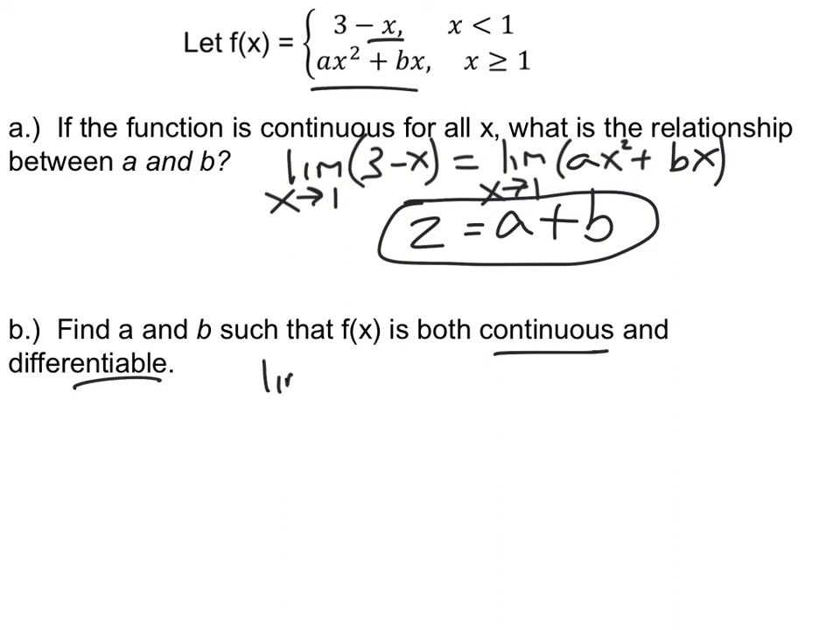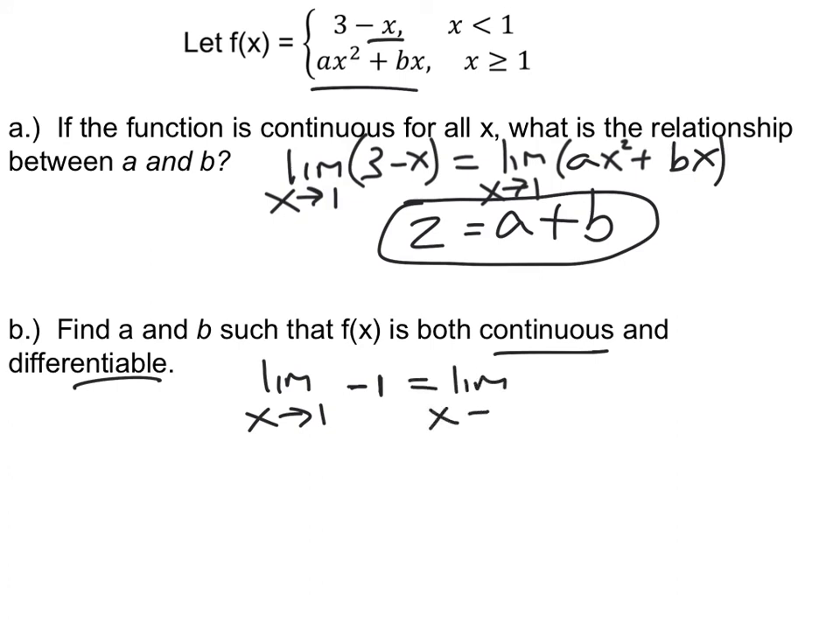So the limit as x approaches 1 of the derivative from the left: what's the derivative of 3 minus x? The derivative of 3 is 0. The derivative of minus x is negative 1. If I do the power rule to it, it's negative 1 times x to the 0, which is negative 1. Or think of it as a linear function: negative x has a slope of negative 1 all the time.